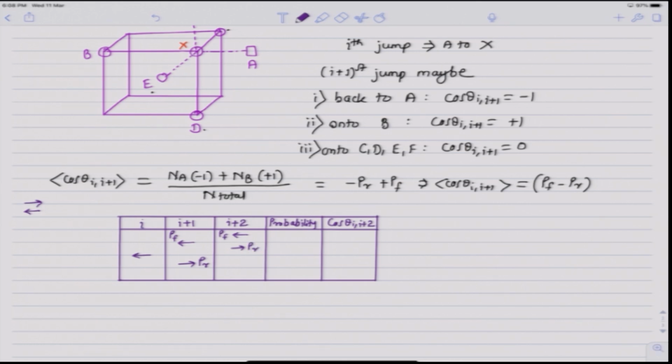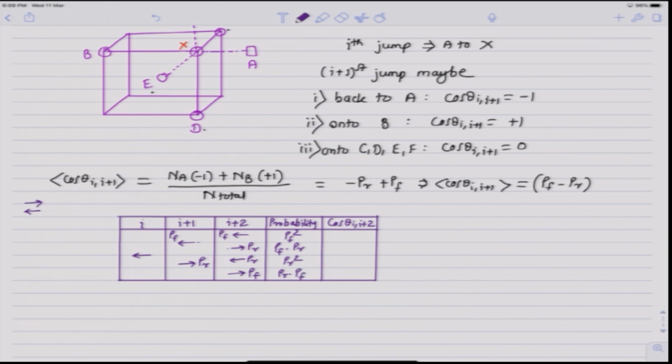For the other possibility of the i plus first jump, the i plus second jump, if it was from left to right, the probability would be PR because it is a reverse jump with respect to the previous jump, and if it is from right to left, the probability would be PF. So, if we write the probabilities for the first sequence, it will be PF times PF, which is PF square. For the second sequence it would be PF times PR. The third sequence would be PR square. The fourth sequence would be PR times PF.